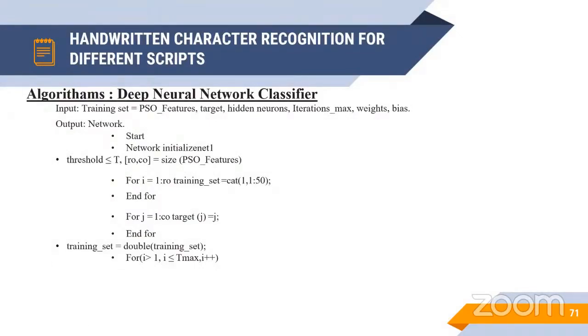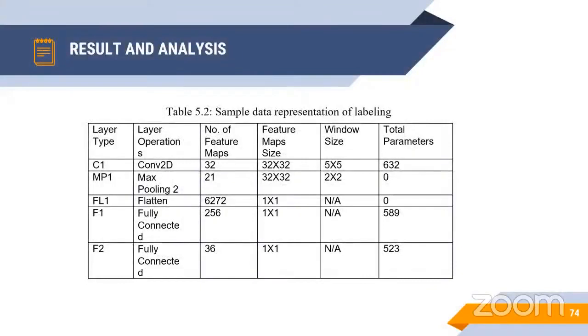The algorithm of the deep neural network classifier takes the training set with the target, features, hidden variables, maximum iterations, weight, and the bias. With this, the output is a network. Start the network initialization, and if the train set matches the target, that is j equals j, then it is matched and the training set is incremented. After the algorithm, I analyzed the results with sample data representations with labeling.